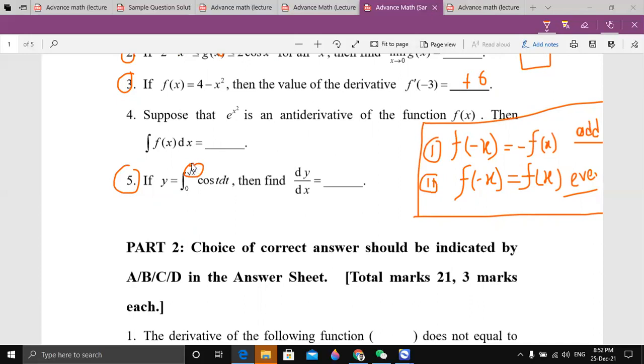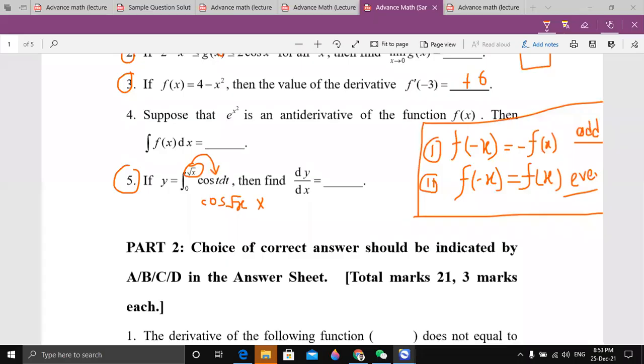So the very simple way is just plug in the value here. So it will be cos root over x, and then, sorry, again the same problem with my internet. Then you multiply by the derivative value of g of x, right? The derivative value of g of x will be 1 by 2 root over x. Okay, so this is the simple way to explain number 5.